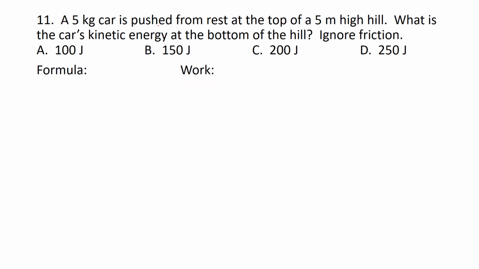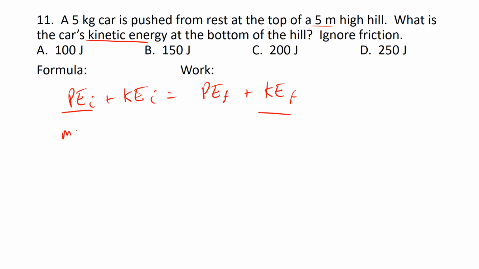Okay, a 5 kilogram car is pushed from rest at the top of a 5 meter high hill. What was the car's kinetic energy at the bottom of the hill? Ignore friction. Okay, so we're looking for the kinetic energy. So we're going for PE initial plus KE initial equals PE final plus KE final. And they're asking you for kinetic energy at the bottom of the hill, and they're telling you information about this right here. So I'm going to break this one out.